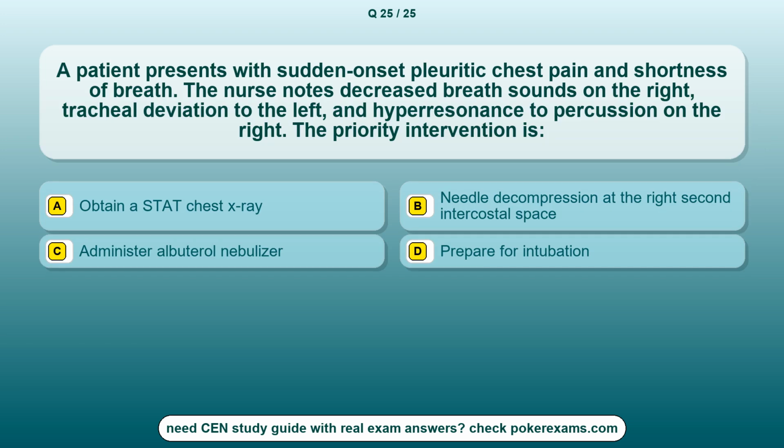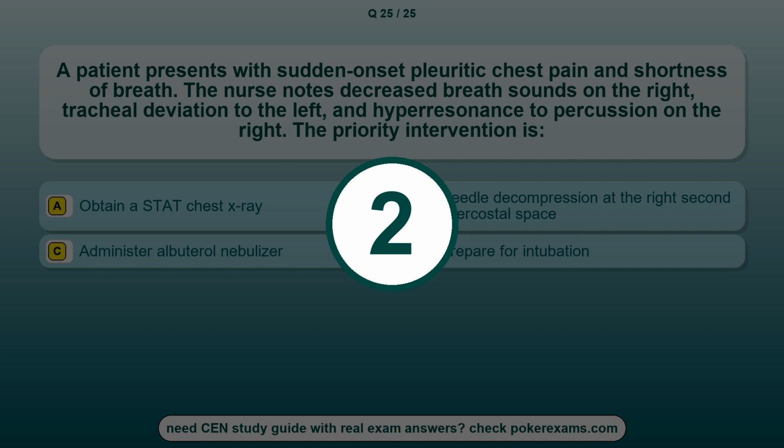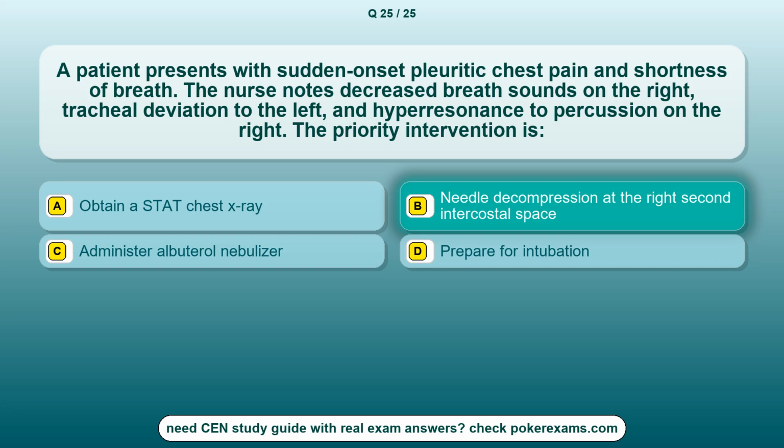Question 25. A patient presents with sudden onset pleuritic chest pain and shortness of breath. The nurse notes decreased breath sounds on the right, tracheal deviation to the left, and hyperresonance to percussion on the right. The priority intervention is option A, obtain a stat chest X-ray. Option B, a needle decompression at the right second intercostal space. Option C, administer albuterol nebulizer. Option D, prepare for intubation. The correct answer is option B, needle decompression at the right second intercostal space.